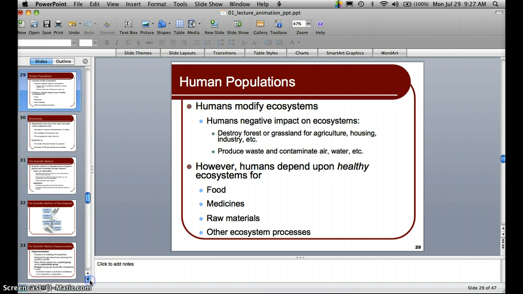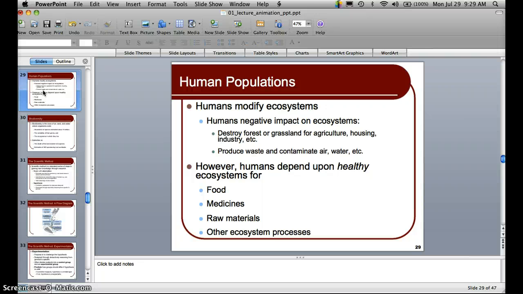So, humans in the biosphere. Humans modify ecosystems. Humans have a negative impact on ecosystems, but I also like to throw out there that humans have positive impacts on ecosystems because in today's day and age, we know a lot more environmentally than we did back in the 1960s when the environmental movement started. So now we're trying to correct some of the things that we have done in our past, but we still have great lengths to go to get our planet back on balance. And that's not going to happen overnight.